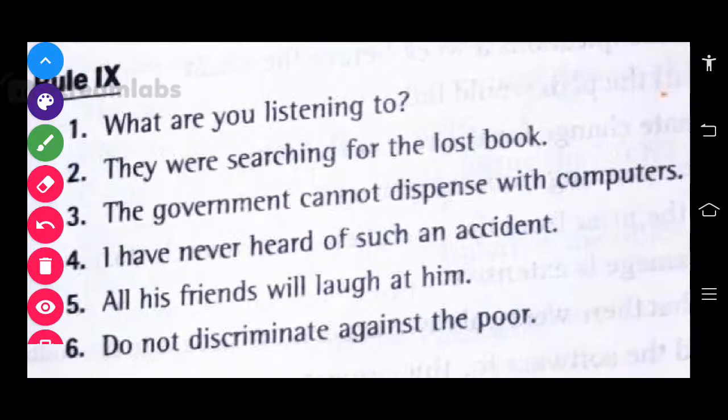The government cannot dispense with computers. So computers cannot be dispensed with. I have never heard of such an accident. So these examples can be answered in a different way.